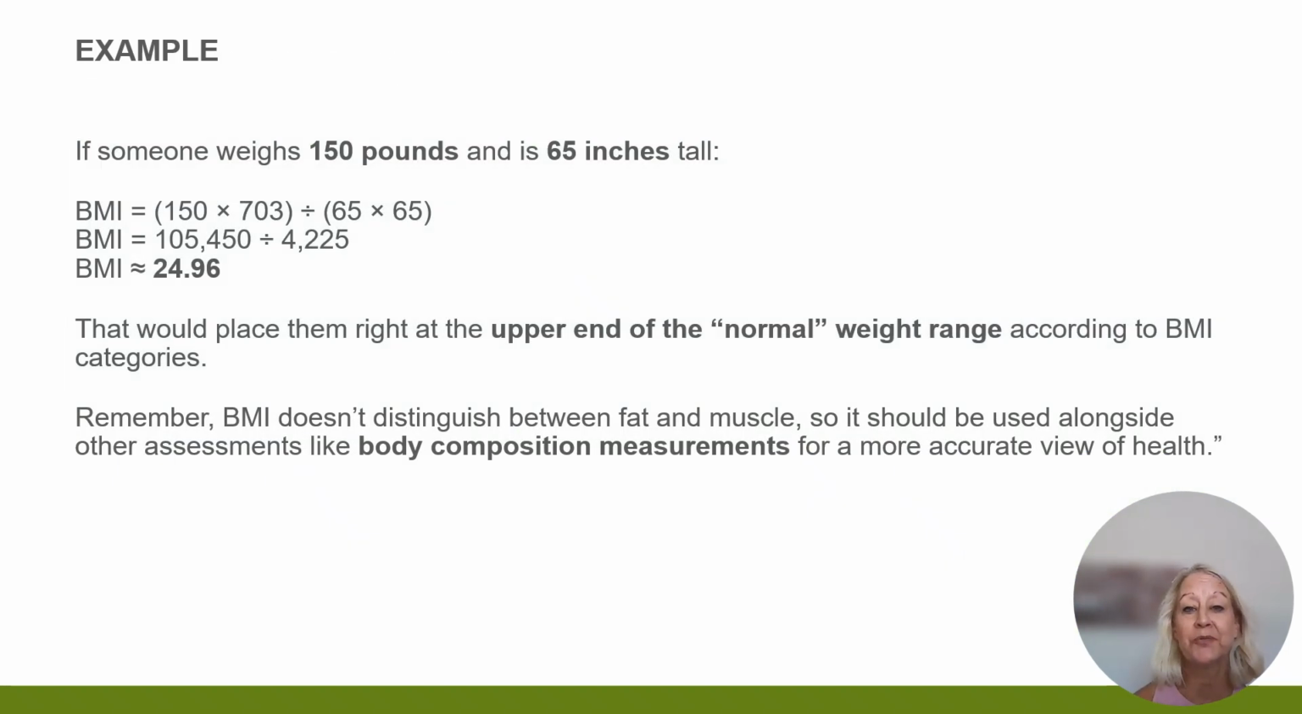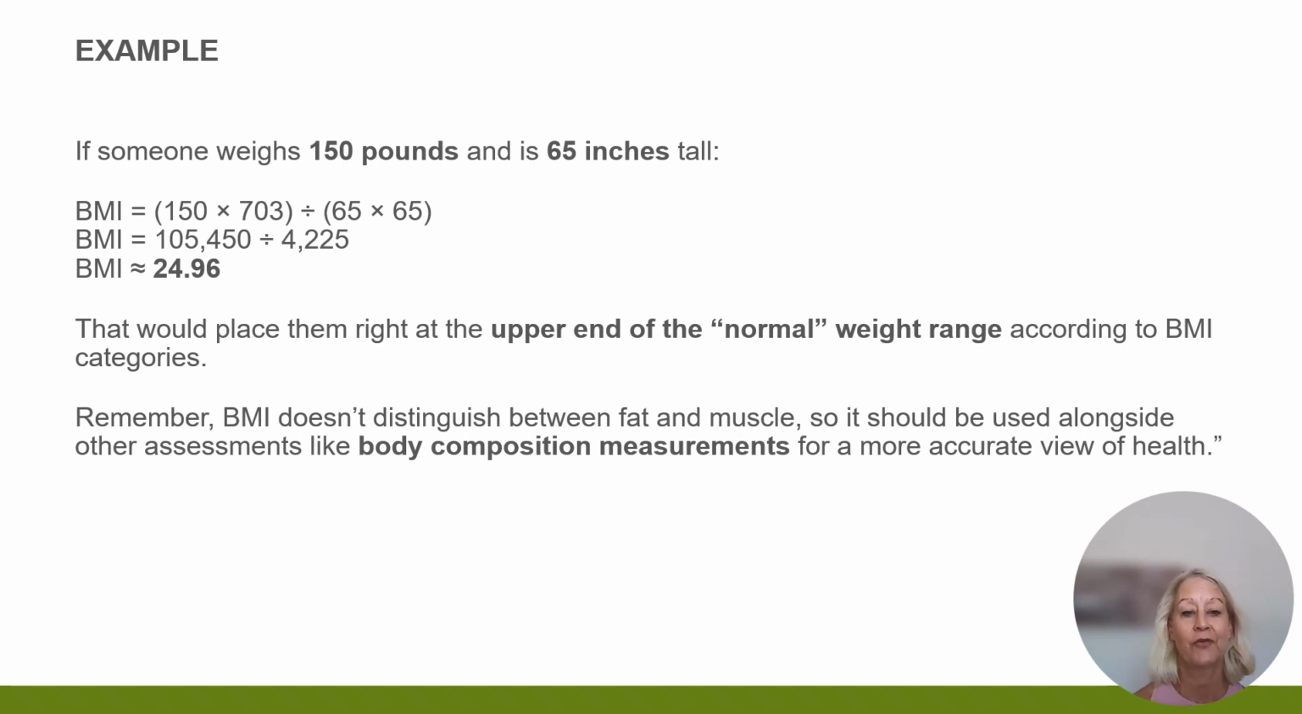So let's walk through an example of how to calculate body mass index. Suppose someone weighs 150 pounds and is 65 inches tall. We use the formula again: weight in pounds multiplied by 703 and divided by height in inches squared. So in this case, 150 multiplied by 703 would be 105,450. And you divide that by 65 multiplied by 65, which is 4225.